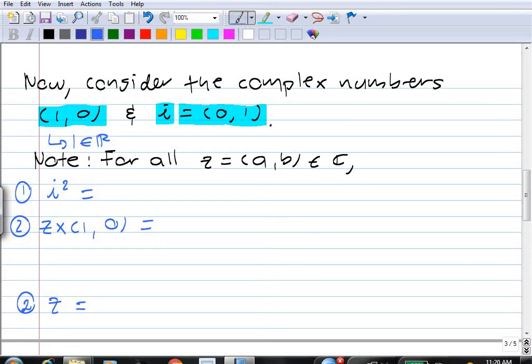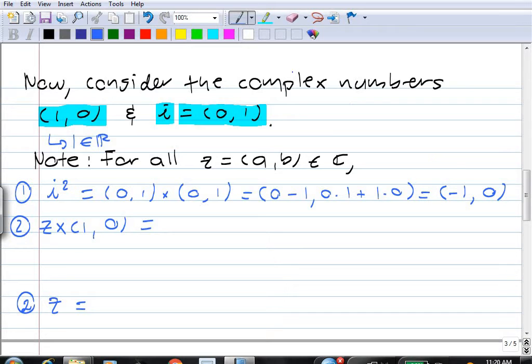So, a few things to note. If we look at the complex number i, what is i squared? Well, it's (0, 1) times (0, 1). So if we just apply the definition of complex multiplication, we're going to have 0 times 0 gives us 0 minus 1 times 1, and we're going to have 0 times 1 plus 1 times 0, and that gives us the complex number (-1, 0).